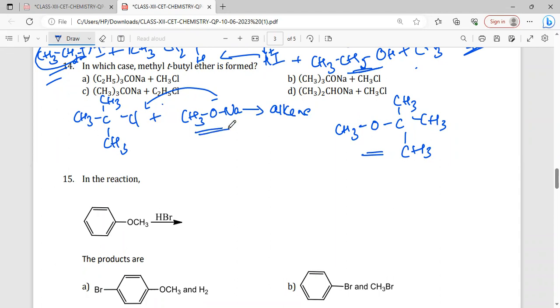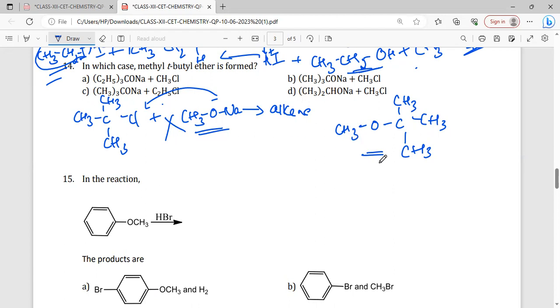Now, your sodium methoxide can act both as a nucleophile and a base. So when you have a bulkier alkyl halide, it prefers to act as a base rather than act as a nucleophile. It prefers to take away a hydrogen from this particular group and act as a base rather than acting as a nucleophile and attaching to this group. Okay, so from this reaction I cannot get this, right?